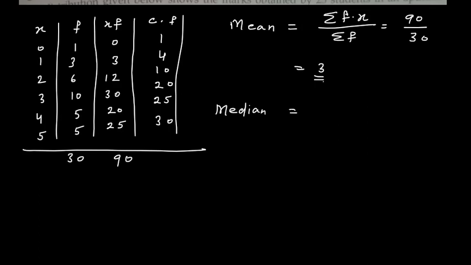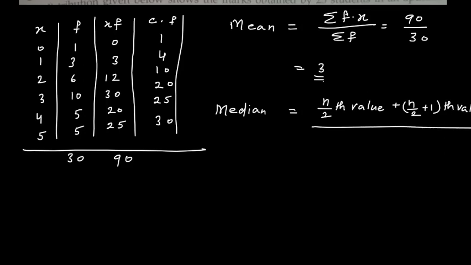Median: here n is 30, so it is the n divided by 2th value plus the n divided by 2 plus 1th value, and we calculate its average, so this whole divided by 2. So this median is equal to the n divided by 2th value, so 30 divided by 2, this is the 15th value, plus the 16th value, and this whole divided by 2.